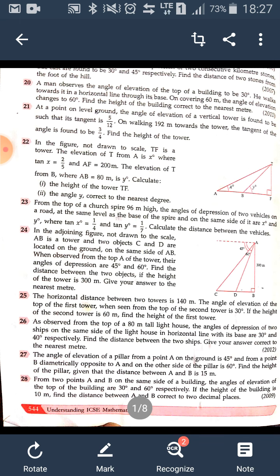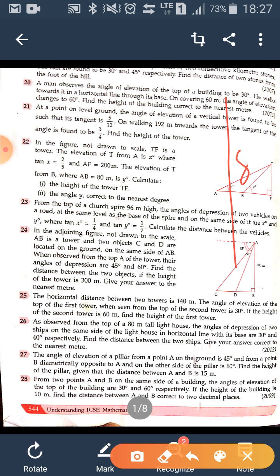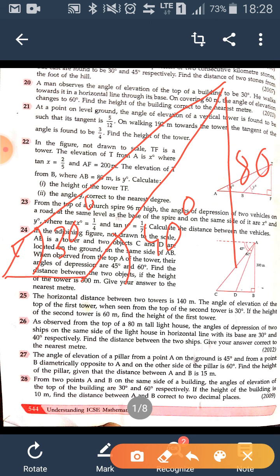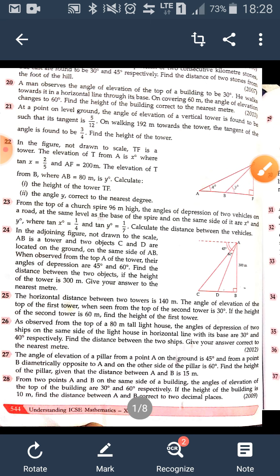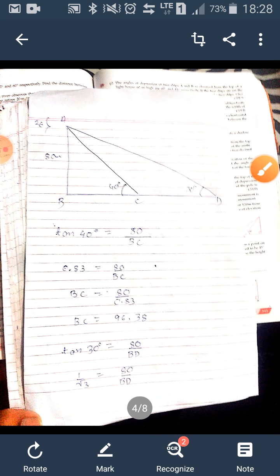So let the diagram be like this. This is the lighthouse which is 80-meter tall, and there are two ships over here. The first ship makes an angle of 40 degree, the second ship makes an angle of 30 degree. Here you have your triangle, and you are supposed to find out the distance between the two ships. Means this portion you are supposed to find out. Let's see how we will do the sum.